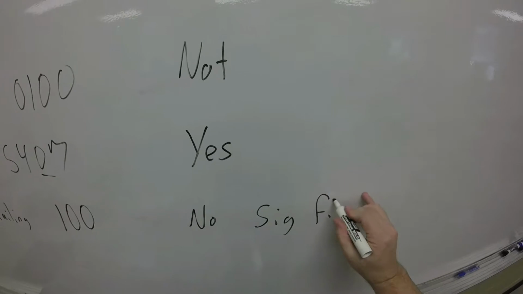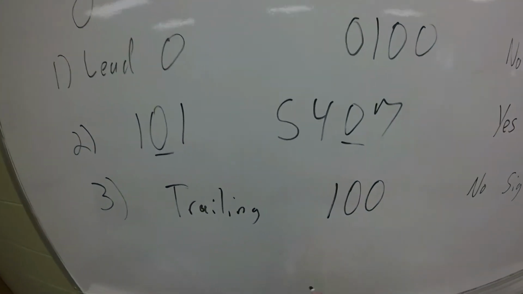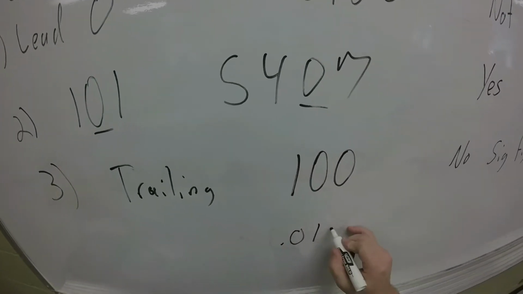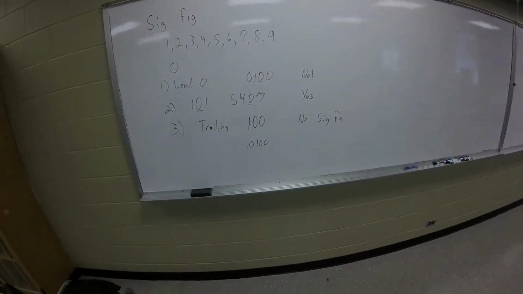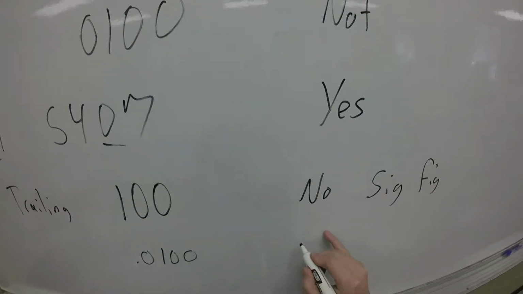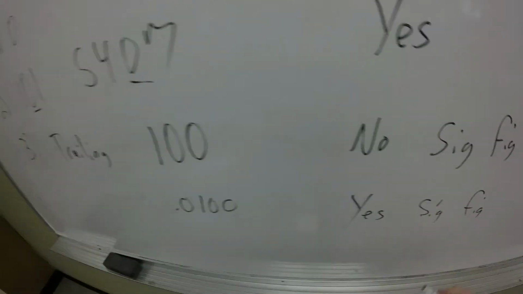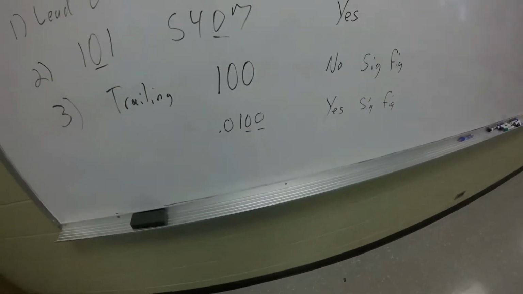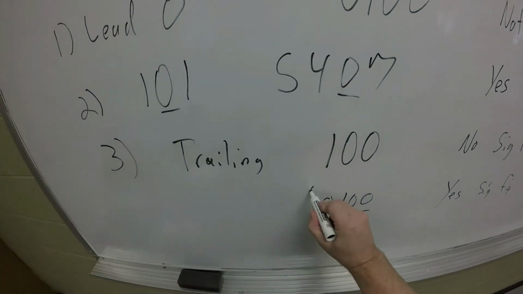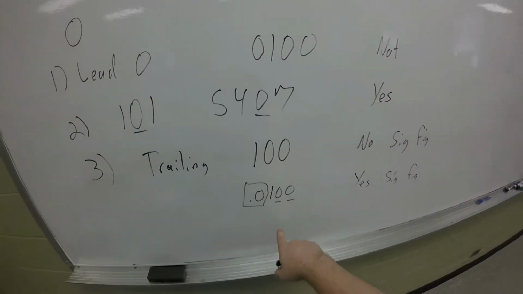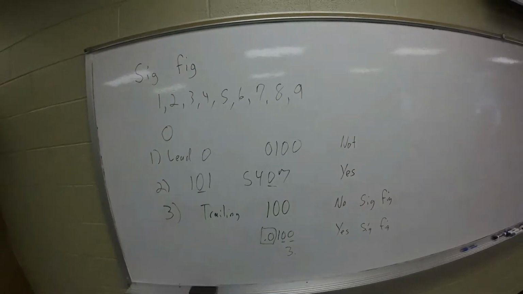However, if we have trailing zeros that are to the right of the decimal place, so let's say we write something like 0.0100, then yes, those zeros are significant. So these 2 zeros are significant. Now this zero is still a leading zero, and it's still not significant. So in this number we have the 1 that's significant and the 2 zeros. So we have 3 sig figs.